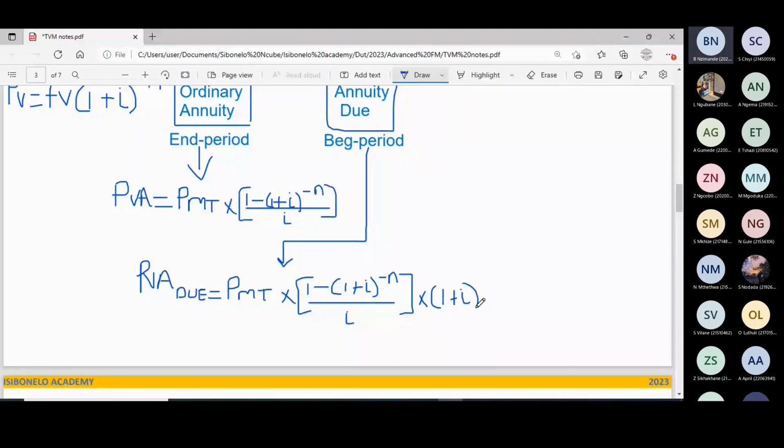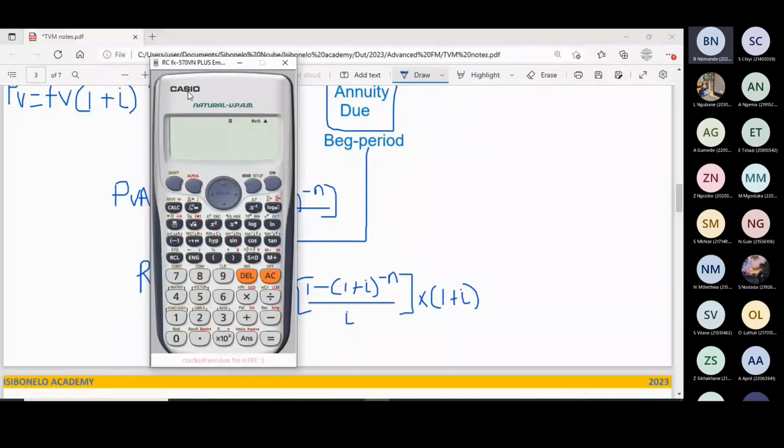Guys, for you to pass this module, I would recommend that you use this Casio calculator. If you have this calculator, you will not struggle with your calculations, because in this calculator you are able to type everything. So if you use this calculator, you're going to be okay. But if you don't have this calculator, please try. You must get one, guys. This calculator will help you in your tests and exams. I will also show you how to use the calculator to get everything. For now, I just want to give you the background of the topic.